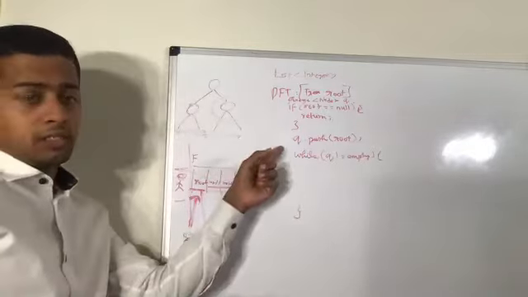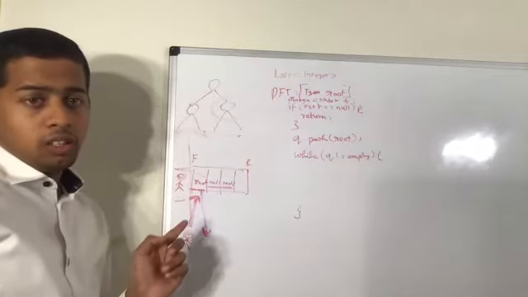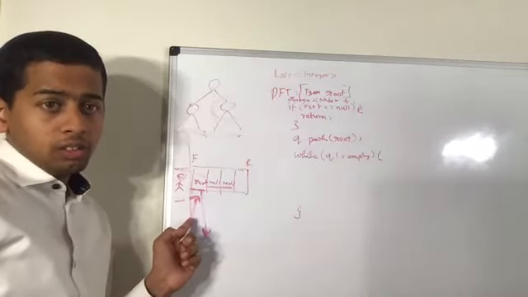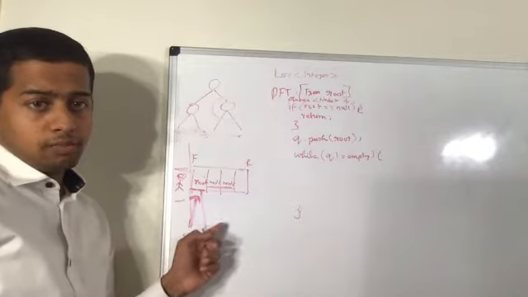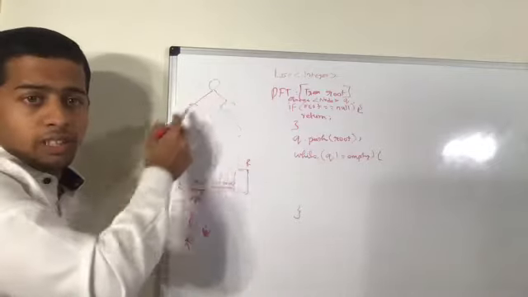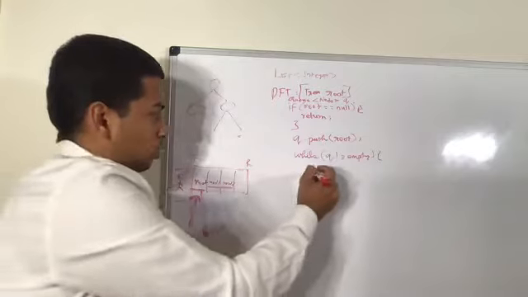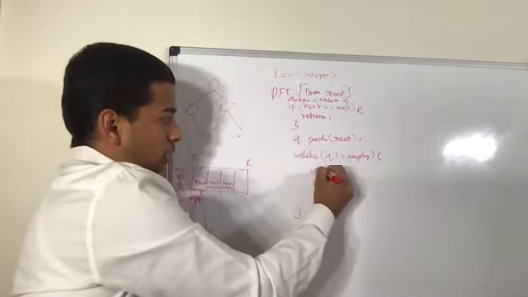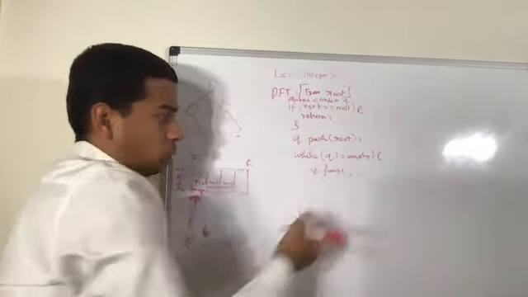While the queue is not empty, what should I do first? I've pushed the root. Now I should print the value, then call the next nodes. So I'm printing it. Printing means I should call the print method.